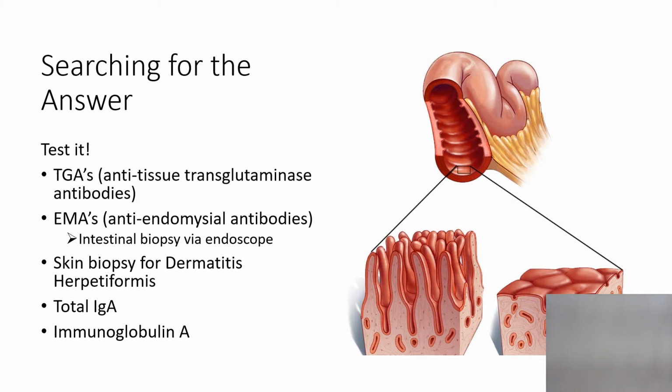To test for this, there's antibody tests. These are blood tests that can be done. But the only thing with these is gluten has to be a part of their diet in order to get a positive result. If it's positive, then you can do an intestinal biopsy to see how much damage is actually done to the small intestine. You would do a skin biopsy for the dermatitis herpetiformis. That's the blistering skin rash that you can have, and then the immunoglobulin A also would be a test that maybe they can do.